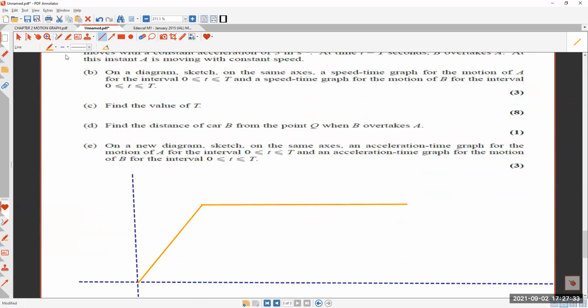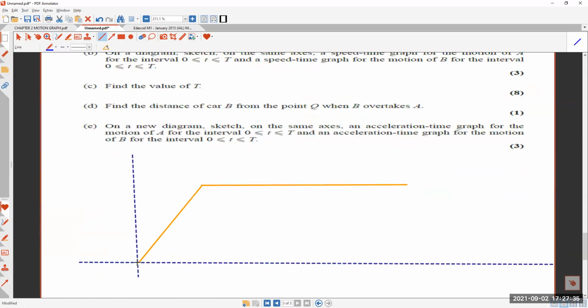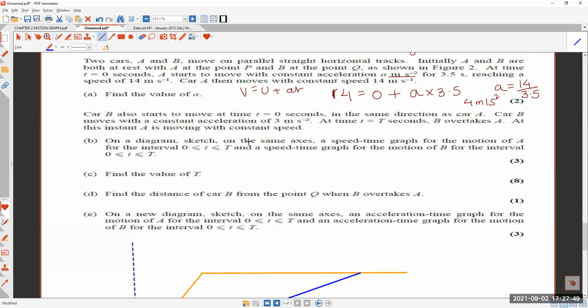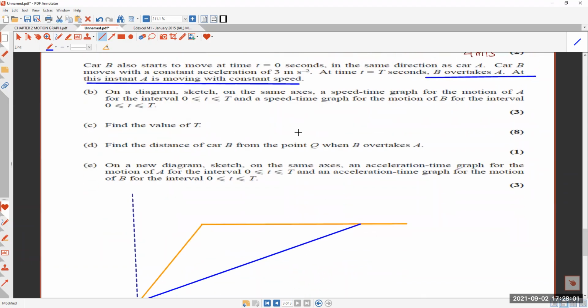So let me change the color. B will be less and will keep on going, and when it is moving at constant velocity, that time it takes over. Do you agree? So I assume here it's taking over, because they themselves wrote in the last line: B overtakes A. At this instant, A is moving with a constant speed. Clear? Okay. And how much is this speed, by the way? 40 meter per second.